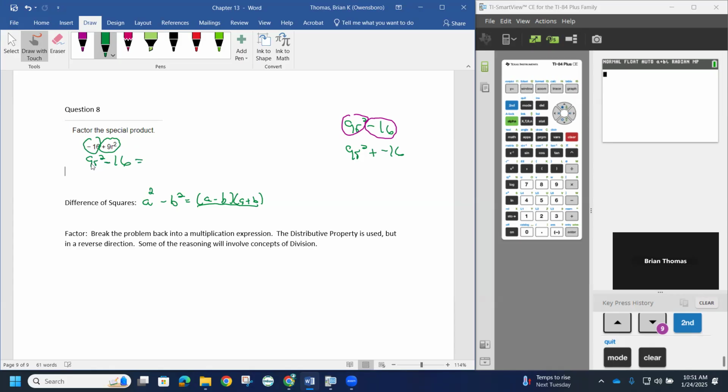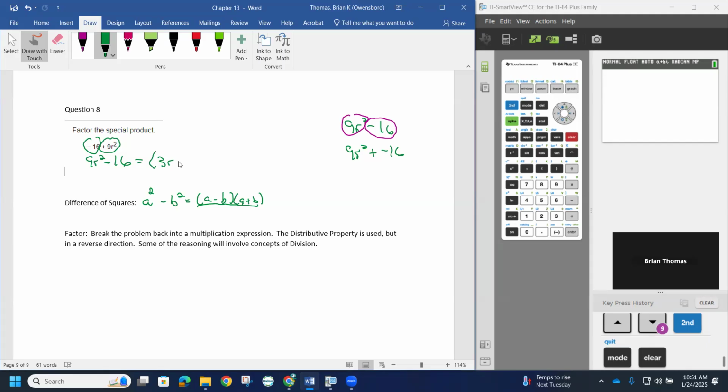Now the question is, what can you square and get a 9? Well, that'd be a 3. And what can you square and get an r squared? That would be an r. So notice that the a part would be this 3r, because 3r squared is 9r squared. And what squared gives you 16 would be 4. So that b part would be a 4.